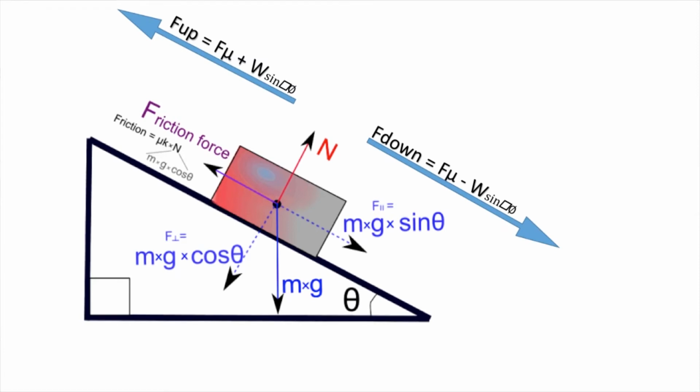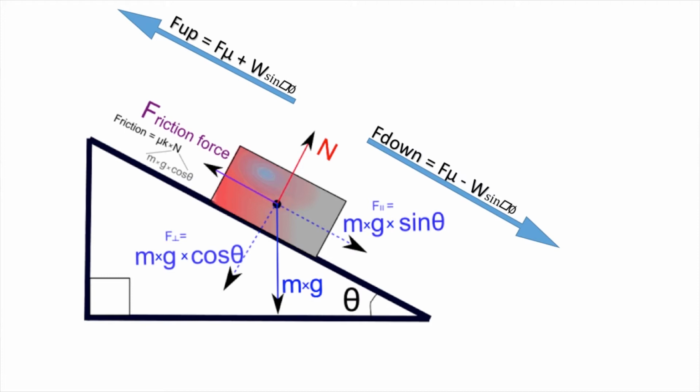Now if you look at our diagram here, it clearly indicates the minimum forces which are required to move the object either up or down. Now, we have the first one. First, it represents the minimum force required to move up the inclined plane, which is given by F up is equal to the frictional force plus W sine theta.